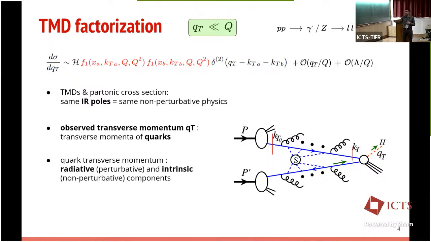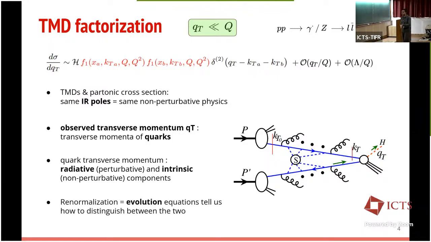But this transverse momentum of the quarks is not only the intrinsic one. It's not only the transverse momentum that the quark has when it just comes out of the proton. It also has radiative components. The quark can acquire transverse momentum by kicking out gluons. These radiative components are what you can calculate through the evolution equations. And the renormalization or evolution equations tell us how to separate the intrinsic component, what's in the wave function, from what is radiative.